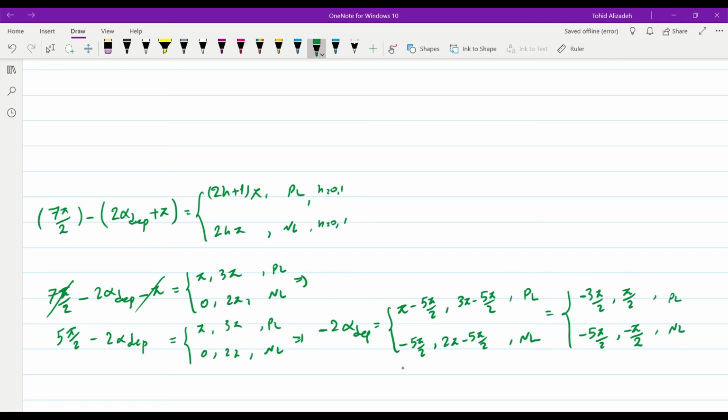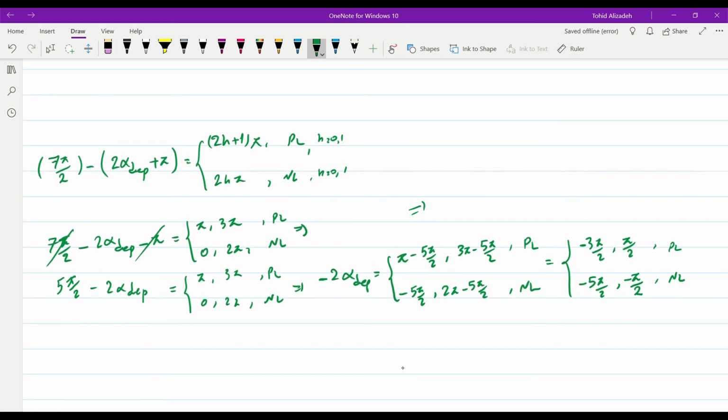Now we just need to divide both sides by minus 2. And therefore alpha departure will be equal to, if I divide everything by minus 2, 3 pi over 4 and minus pi over 4 for the positive locus, and 5 pi over 4 and pi over 4 for the negative locus.